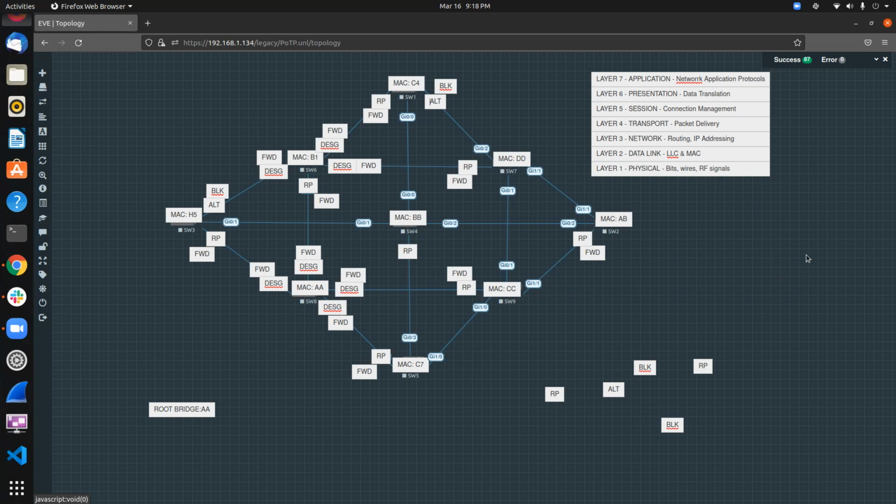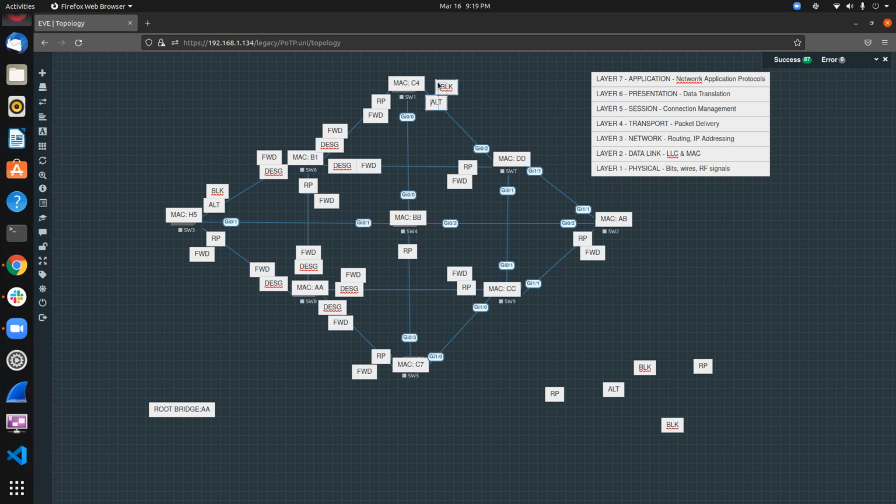Remember, the switch with the lowest bridge ID. Who has the lowest bridge ID between switch 7 and switch 1? That's going to be switch 1, the lowest bridge ID is C4. So for that segment, that became the designated switch.